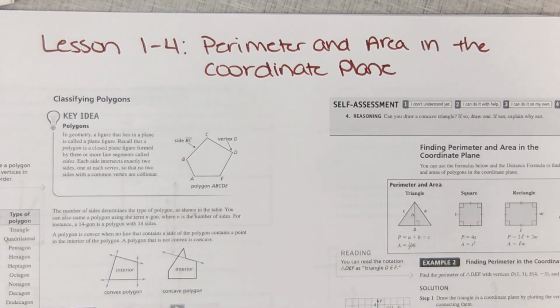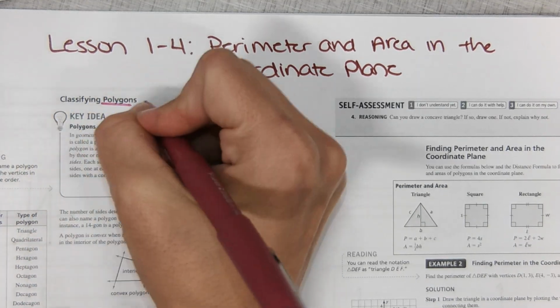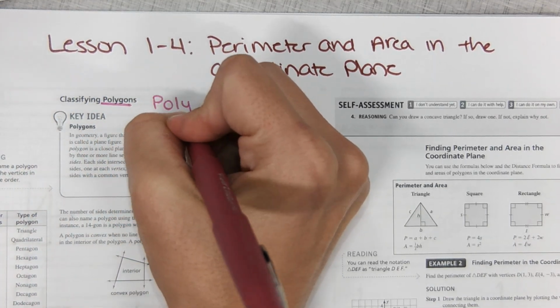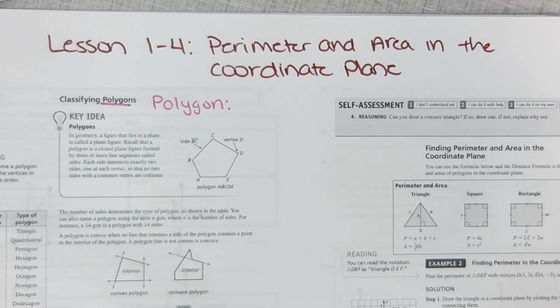Okay. Perimeter and area in the coordinate plane. We're gonna first start out just with some vocabulary. You've definitely seen some of these words before. The first word is polygon. Even though you've seen this, I highly doubt you could just define it off the top of your head.